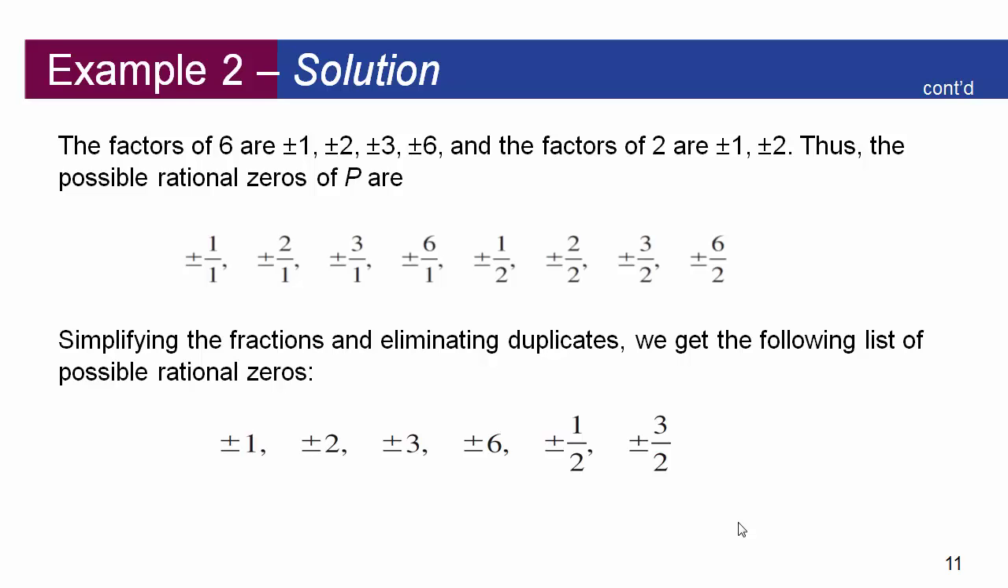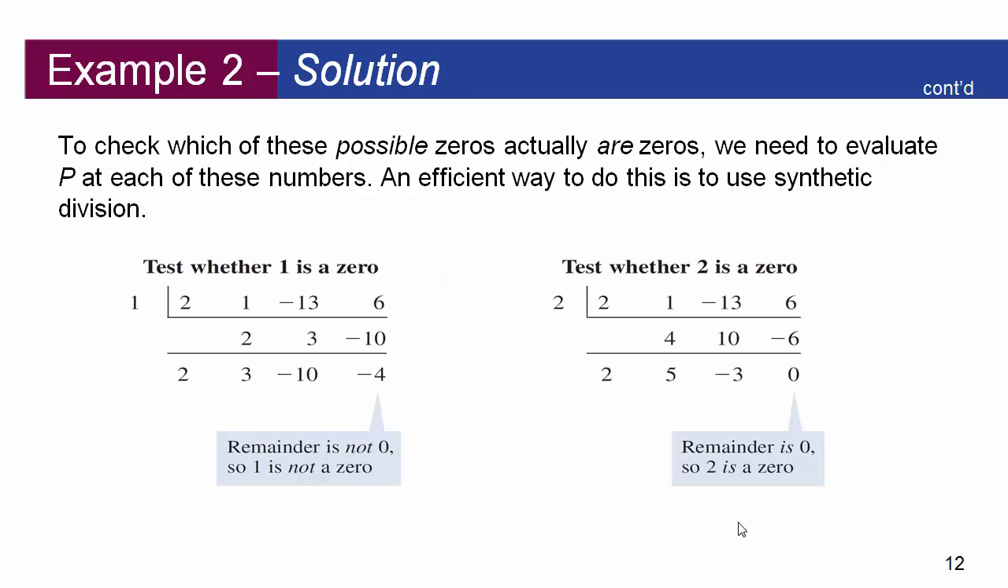So when you get rid of doubles, you see that you really have a lot still to check. You've got plus and minus 1, 2, 3, 6, 1/2, and 3/2. Obviously start with the easy ones first. Try plus and minus 1, plus and minus 2, plus and minus 3, and kind of move out from there. So here's testing 1 with synthetic division. You get a remainder of -4, which doesn't work. Then you try 2. You get a remainder of 0, so that means 2 works.